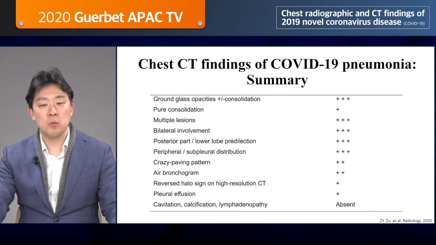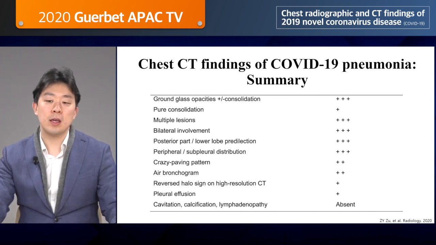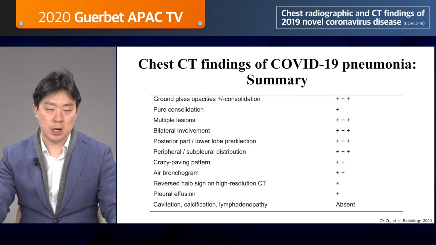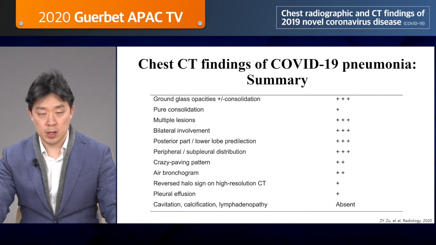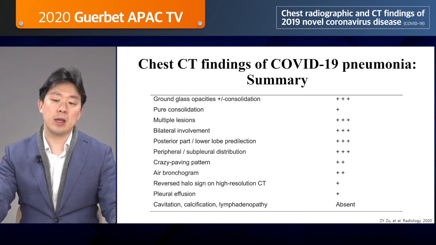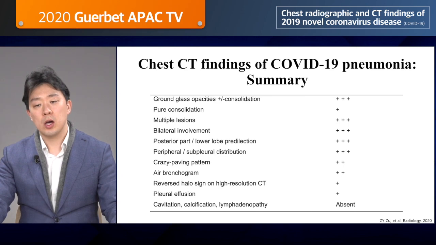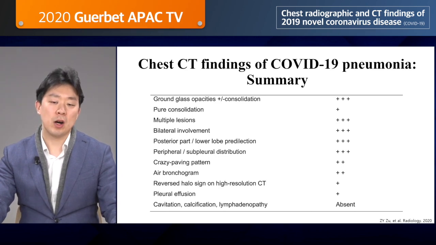In COVID-19 pneumonia, ground glass opacity is the main CT finding and is accompanied by some consolidation. Pure consolidation is rare. CT abnormalities often show multiple lesions and bilateral involvement, usually in the peripheral and posterior lungs. Crazy paving appearance and air bronchogram can be accompanied. And one interesting finding is that although the frequency is lower, reversed halo and fluid effusion can be seen.